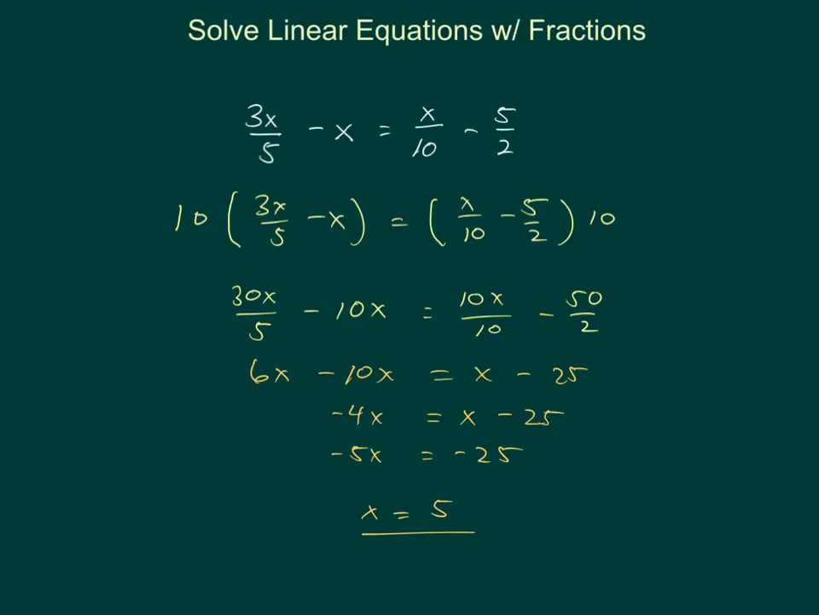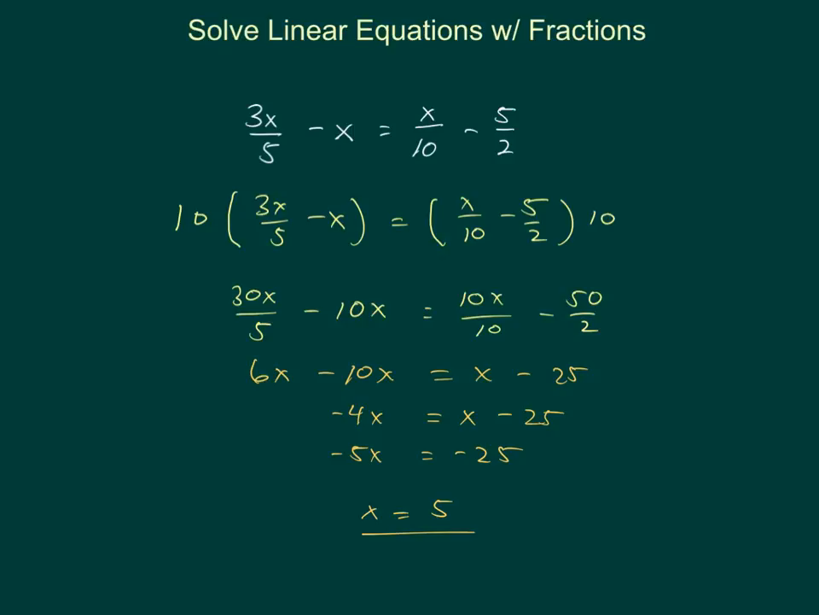In this particular problem, what we're looking at is solving linear equations. So in this case, again, we're not going to see any variables in the bottom of the fraction, but we want to solve the linear equations where we have fractions in the problem. So in this case, I have 3x over 5 minus x equals x over 10 minus 5 over 2.